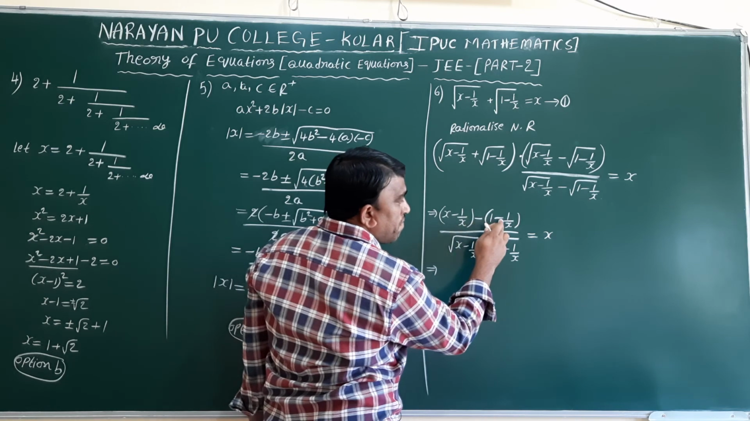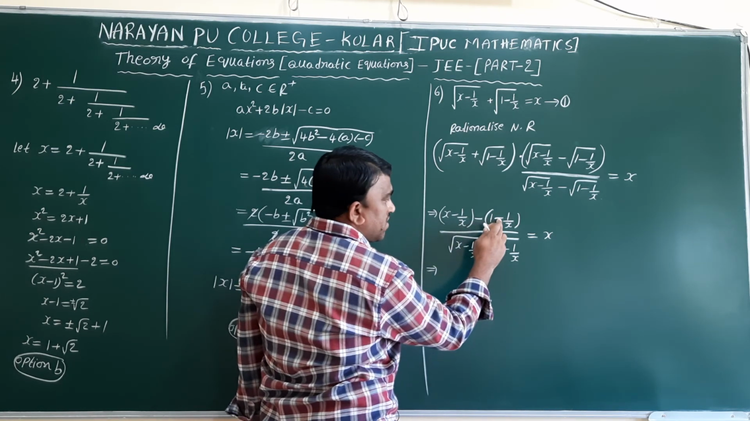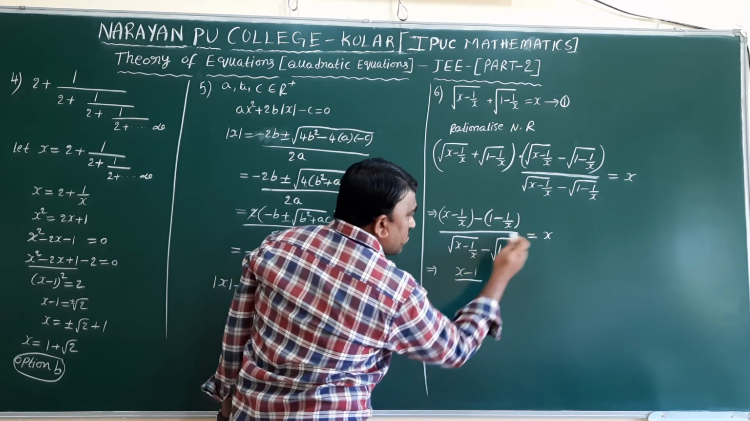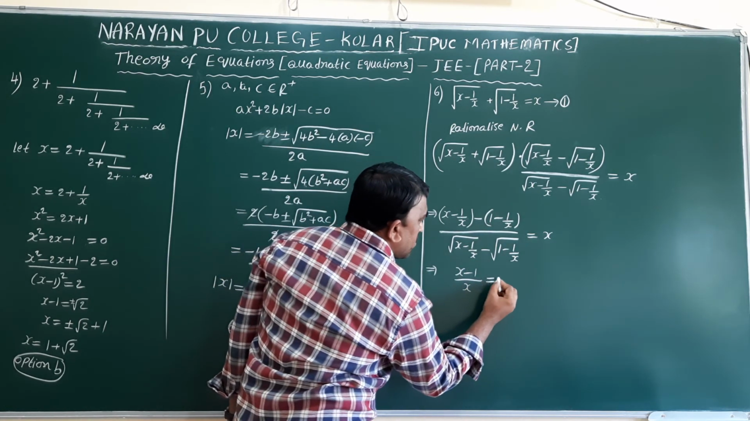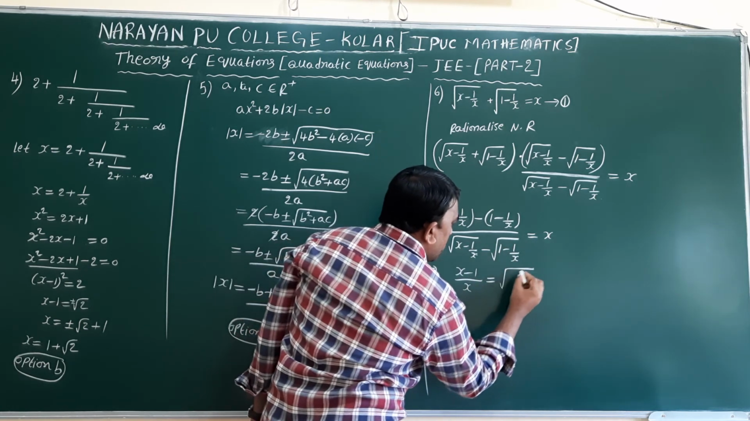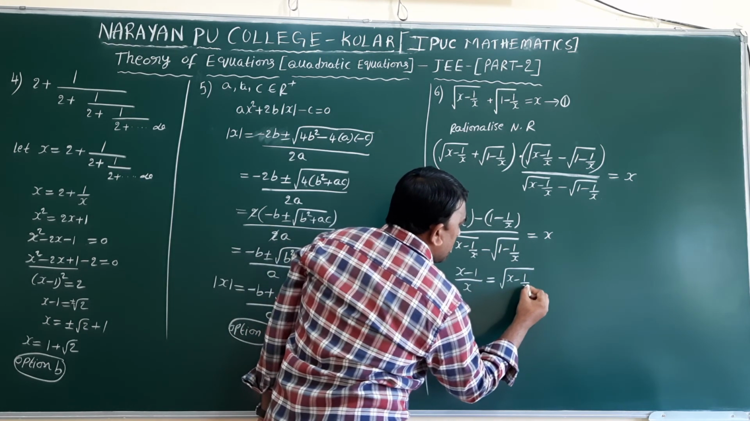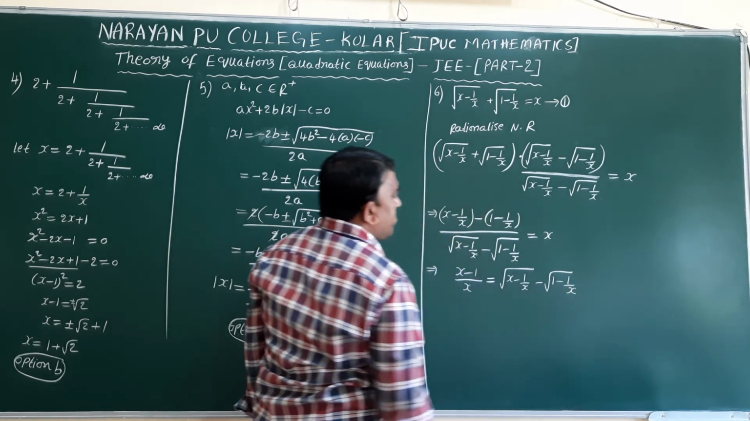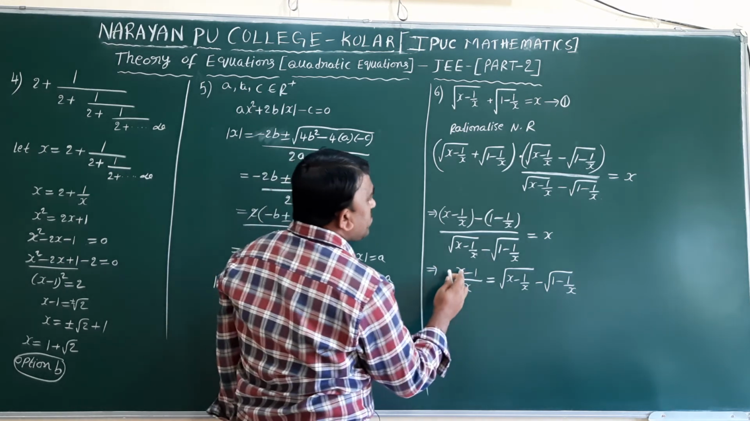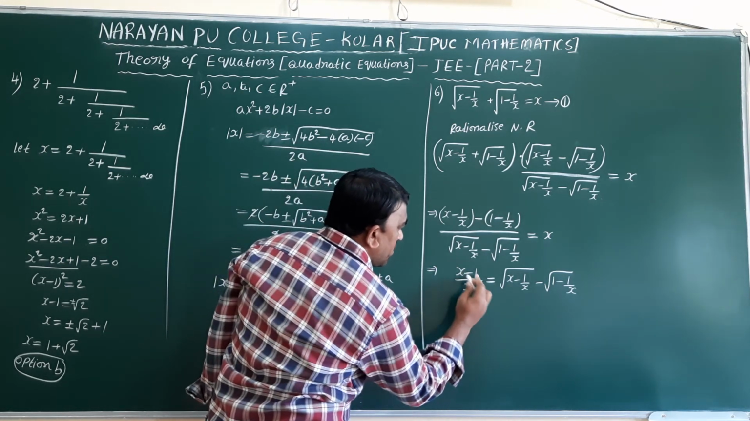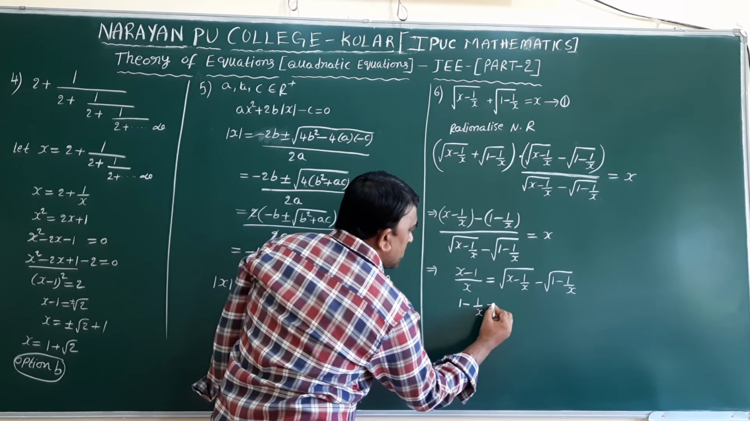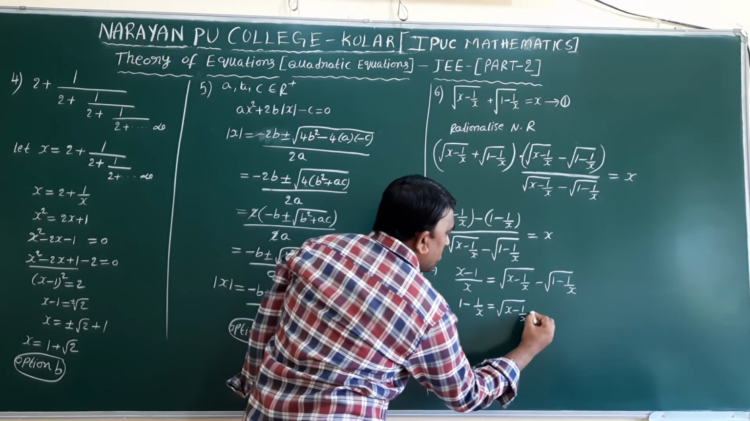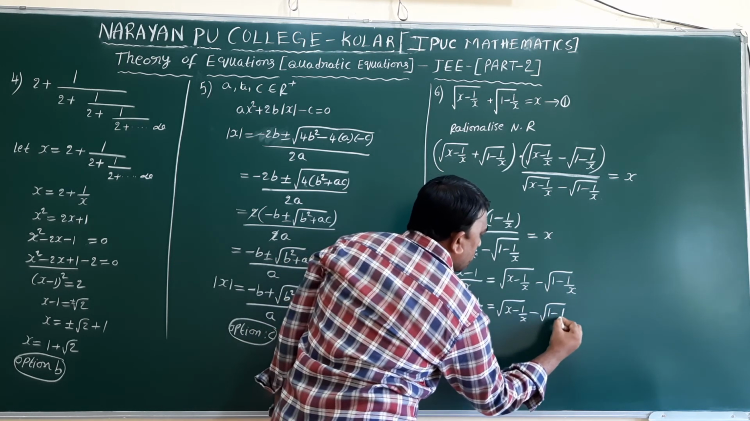Minus 1 by x plus 1 by x. Minus into minus is plus. Minus 1 plus 1 cancel. x minus 1 by x, this x value is sent here. x minus 1 by x is equal to root over x minus 1 by x minus root over 1 minus 1 by x. So this should be right. x by x is 1, minus 1 by x is equal to root over x minus 1 by x minus root over 1 minus 1 by x.